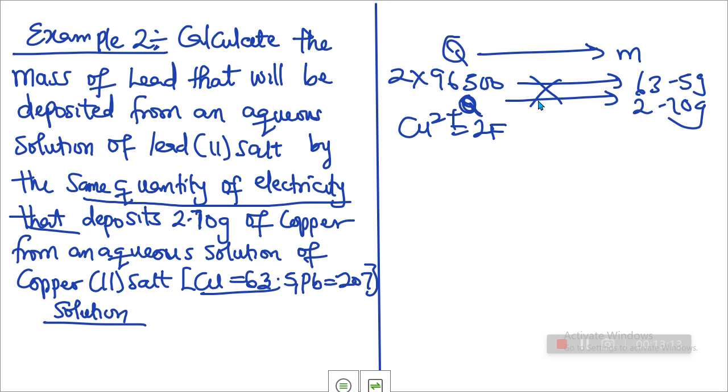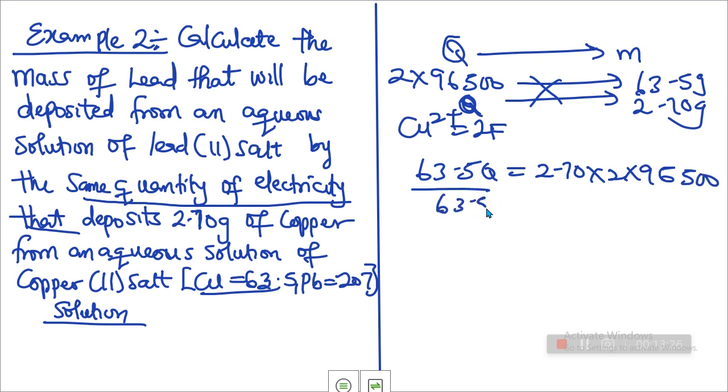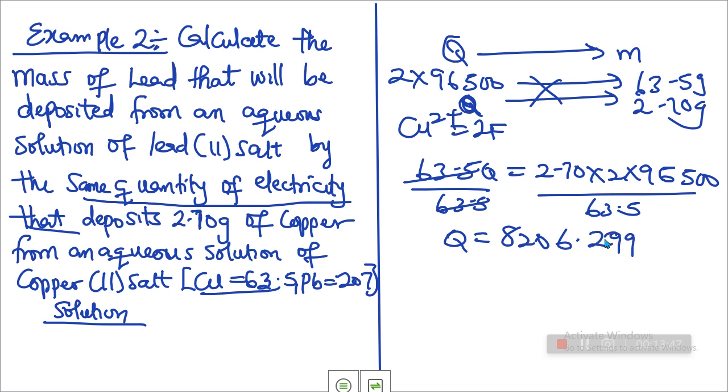So let's cross multiply this. The final answer will be 63.5 Q equals 2.7 times 2. So we now have 63.5. Let me now tell you the final answer for that aspect: 820.299. So that's the quantity of electricity in coulombs.